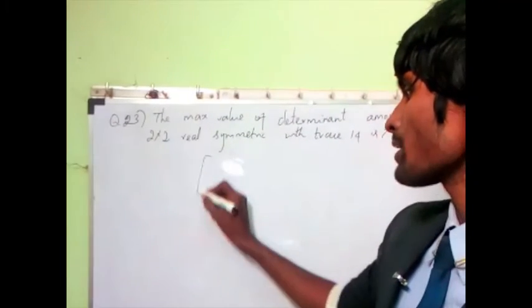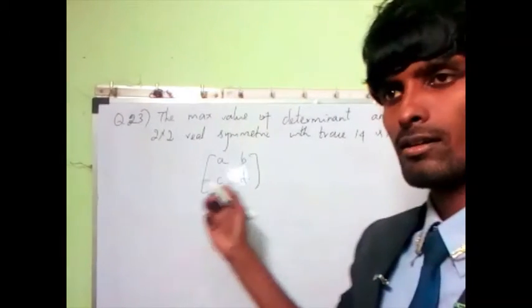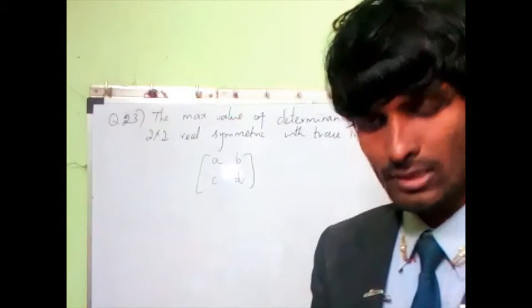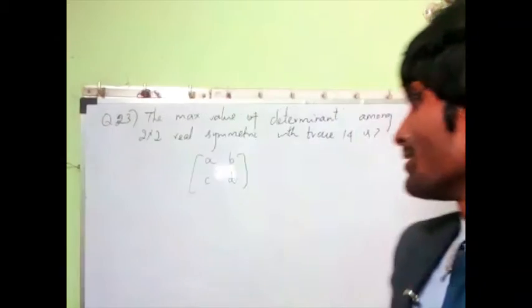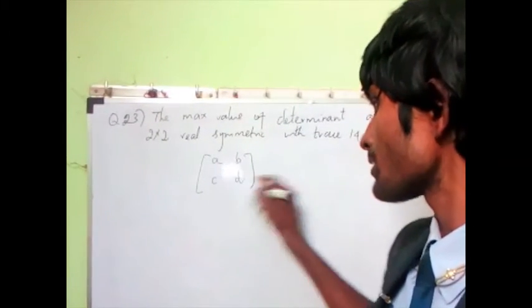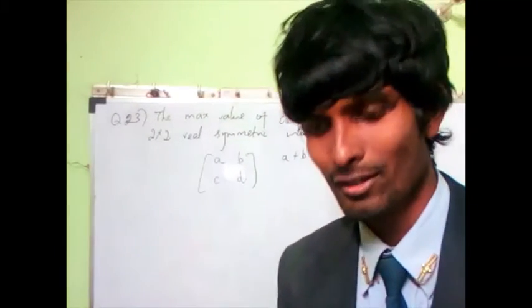So look here. I may consider a, b, c, d, the simple 2x2 matrix, real and symmetric. And they have given that the trace of this matrix is 14. So this is the diagonal element. Trace means the sum of the diagonals. So a plus b is equal to 14. Is it right?